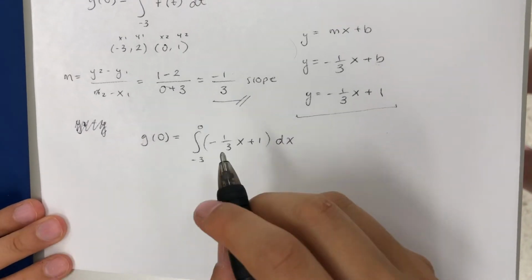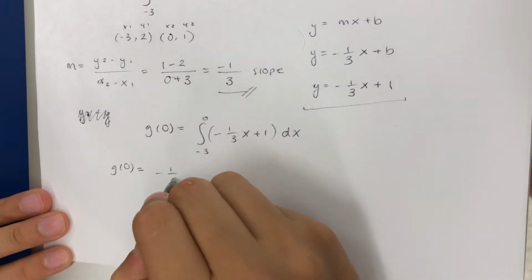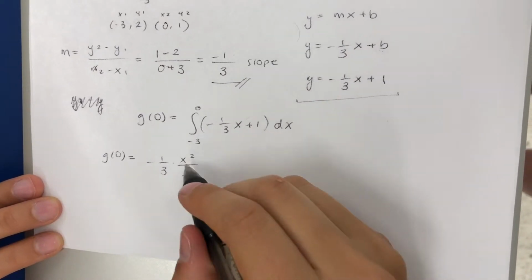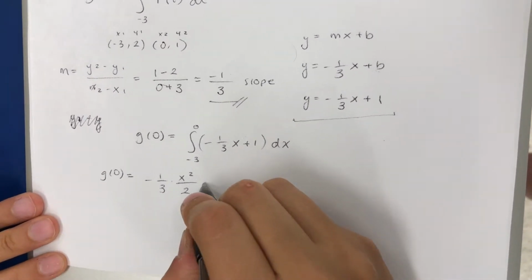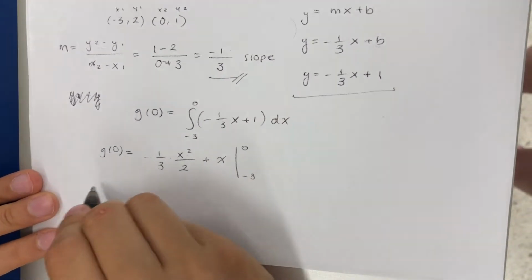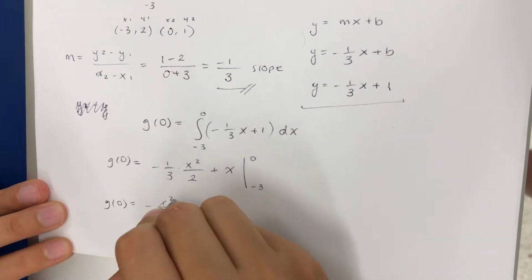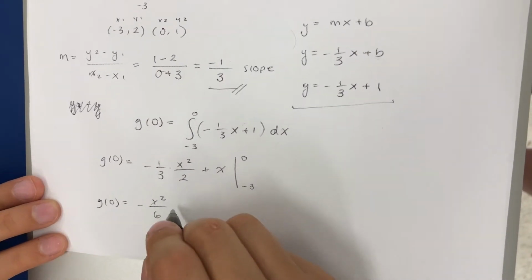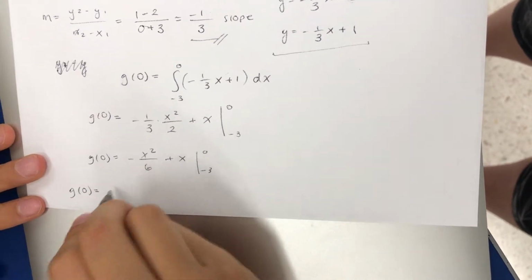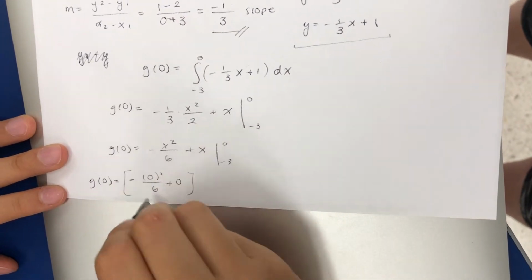Then we will integrate this value, and remember that when we integrate, we will add 1 to the exponent and put that value at the bottom, and then this will become x. We will evaluate from -3 to 0. Then we will substitute these values. This will multiply and this will become -x squared over 6 plus x. Then we will substitute these values beginning with the biggest number and then with the smaller number. So 0 squared over 6 plus 0. All of this will be 0.